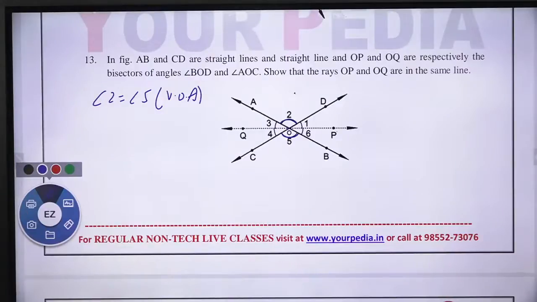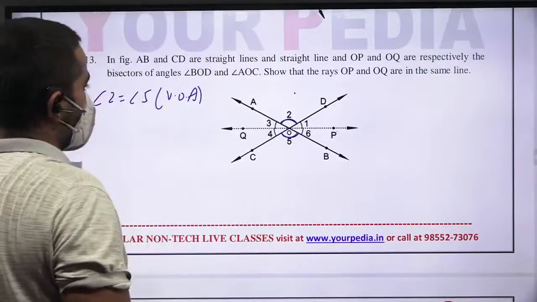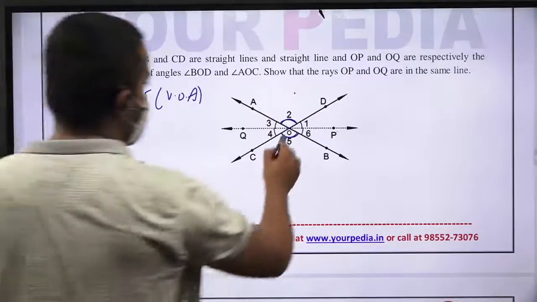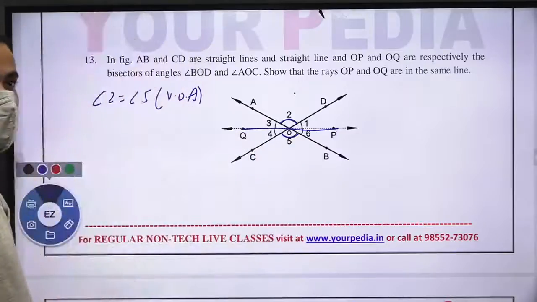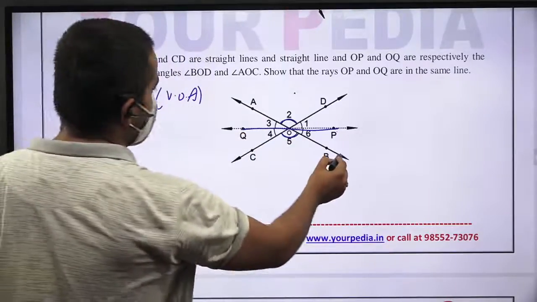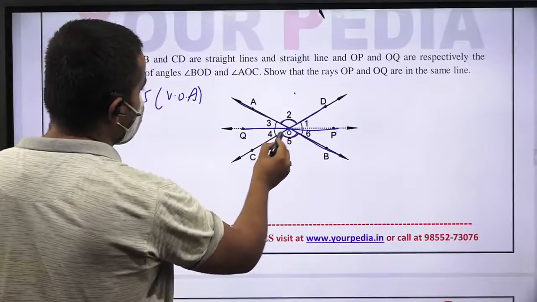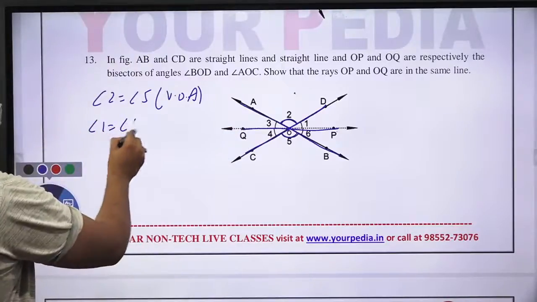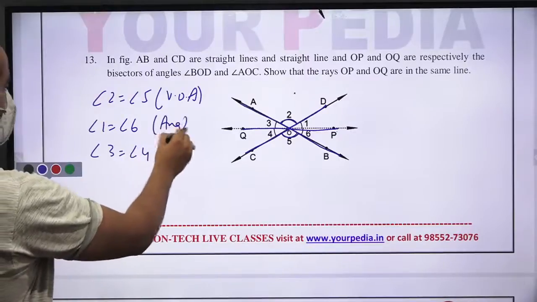And OP and OQ are respectively the bisectors of angle BOD and AOC. So these are bisectors, OP and OQ. They are bisectors of BOD and AOC, so that means angle 1 is equal to angle 6 and angle 3 is equal to angle 4. Angle bisector.